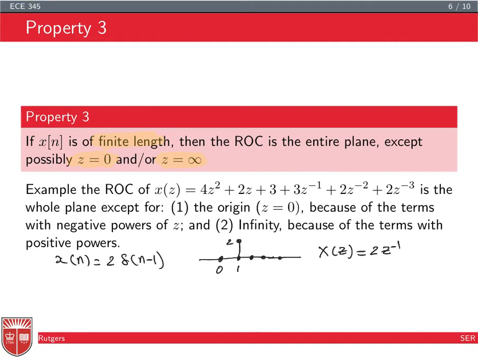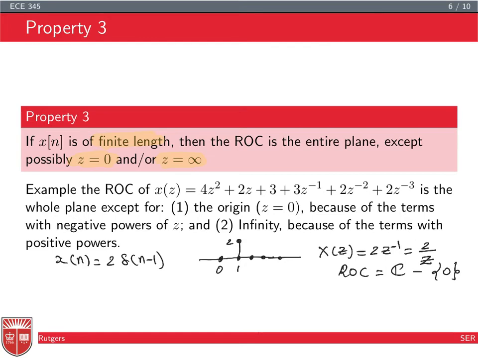Now, when is this z transform defined, or where does it converge? It converges everywhere except for the case when z is equal to 0, right? Because 2 times z^-1 is 2 divided by z. So here the ROC is the whole plane minus 0, because you're dividing by z and z cannot be 0.